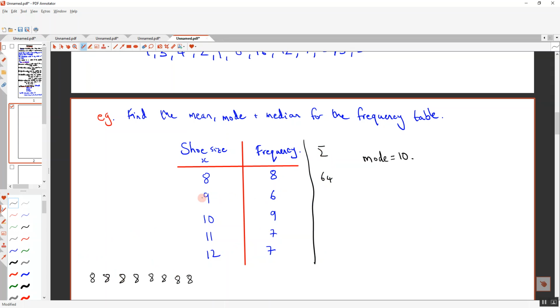We've got 9 people with a shoe size of 6. Sorry, wrong way around. We've got 6 people with a shoe size of 9. So if I was to add up those 6 values of 9, what am I going to get? I'm going to get 54. 6 9s are 54.